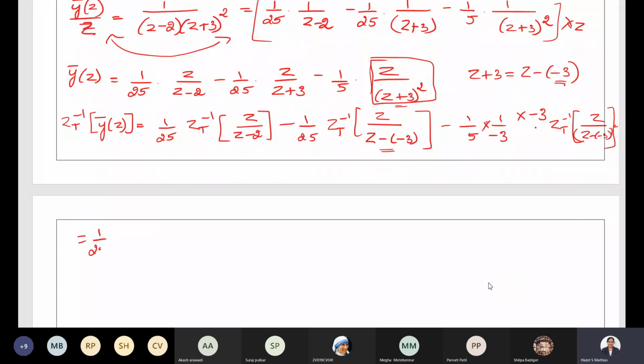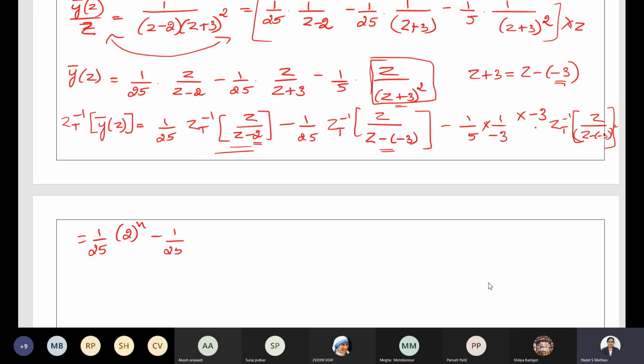Now this is 1 by 25 into inverse Z transform of Z by Z minus 2. What is inverse Z transform of Z by Z minus K? It is K power n. Here K is 2, so it is 2 power n.